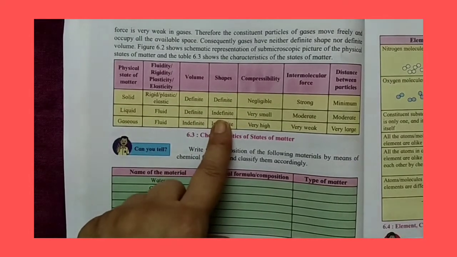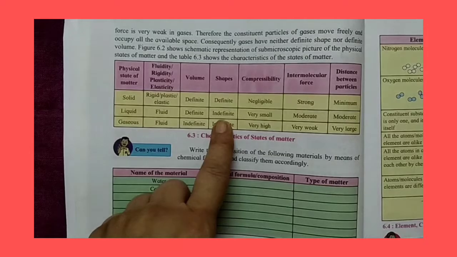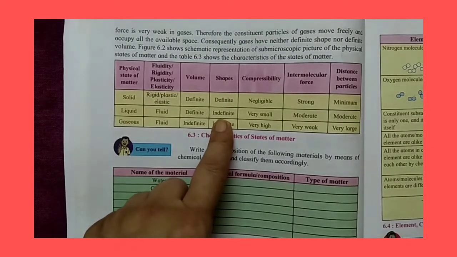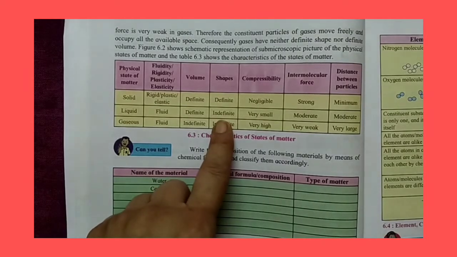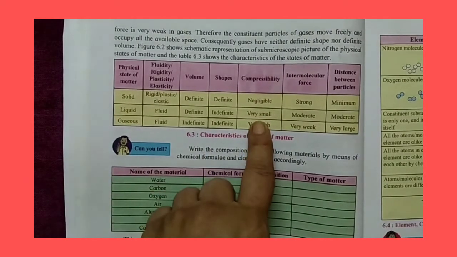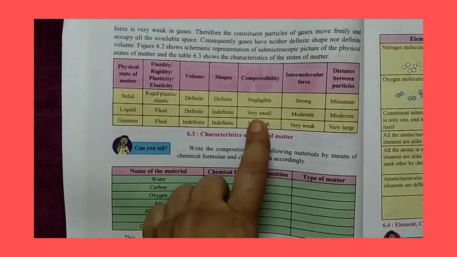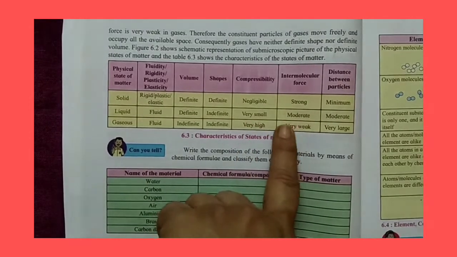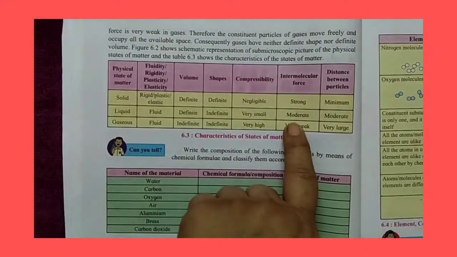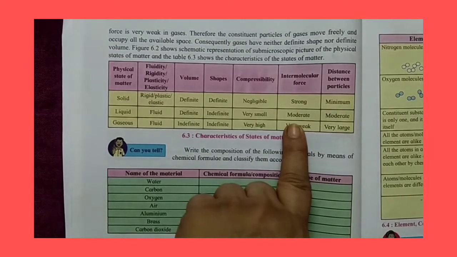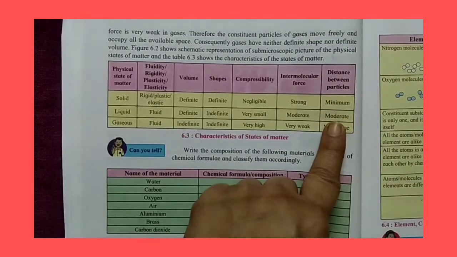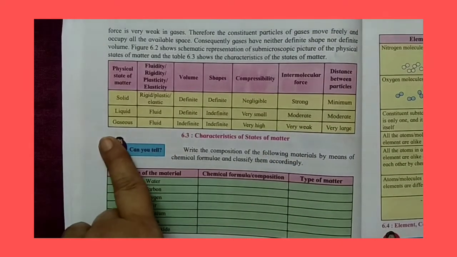Shape is indefinite, according to the container. If we put it in a big container, or if we put it in a bottle, the shape of the liquid will change. Compressibility is also very small, it does not change its shape when we press it. Intermolecular forces are moderate, like when we boil the water, the forces inside break and the particles start moving. Distance between the particles is moderate, like we saw on the earlier page.